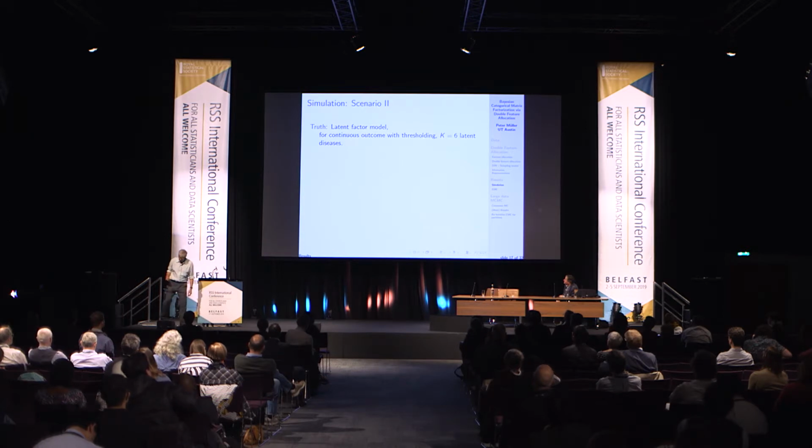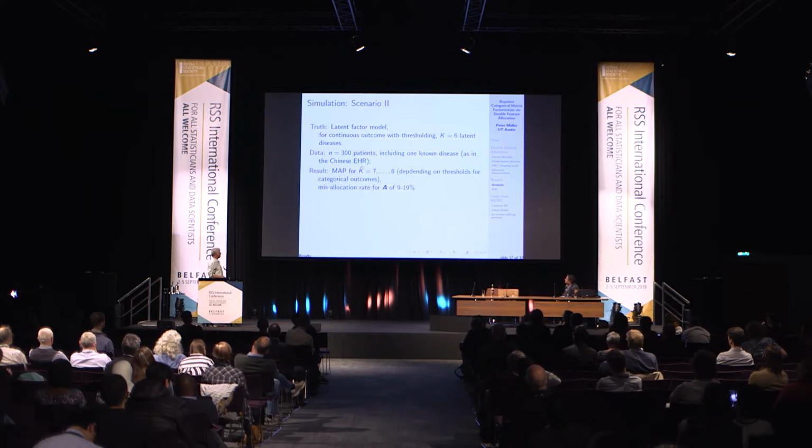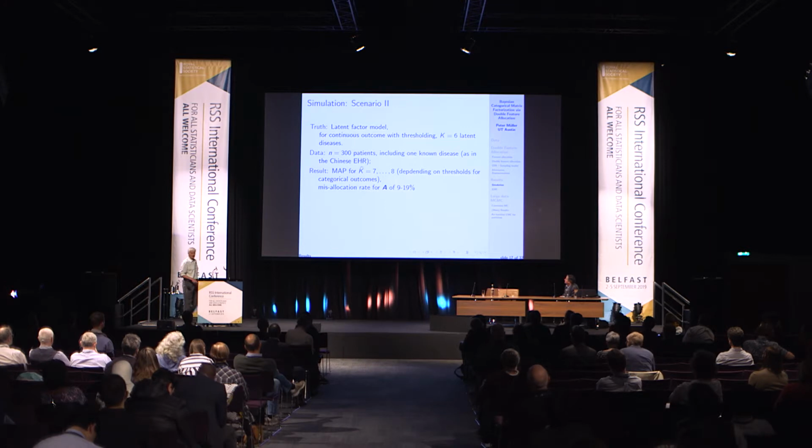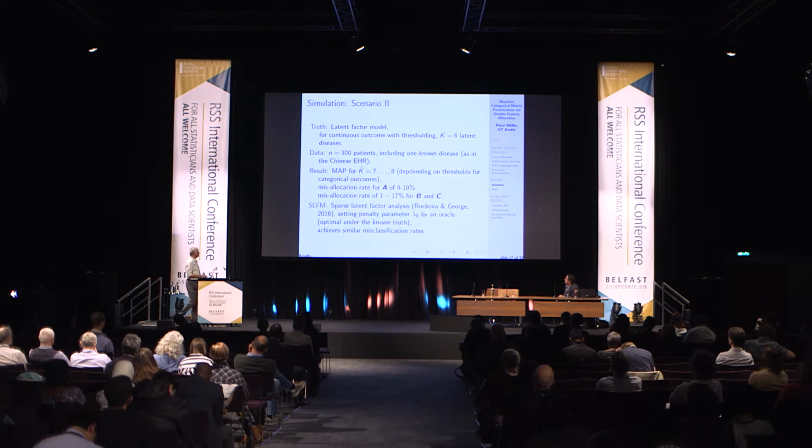But for a more realistic simulation, we carried out an alternative simulation where we simulated from a different model, actually a latent factor model, with a continuous outcome, and then we are thresholding. And now we are getting down to more realistic misclassification rates. So we recover the simulation truth of A with something like a 10 to 20% misclassification rate. That strikes me as much more realistic for 300 patients. Yeah? And similar for linking the latent diseases with the symptoms.